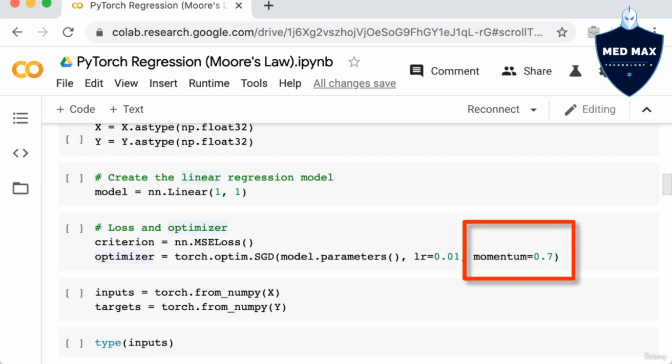As you can see, there's one argument here that might be new to you, momentum. This is one of those variations on gradient descent that I was talking about earlier. If you want to know more about these, you're encouraged to check out the in-depth section of the course.